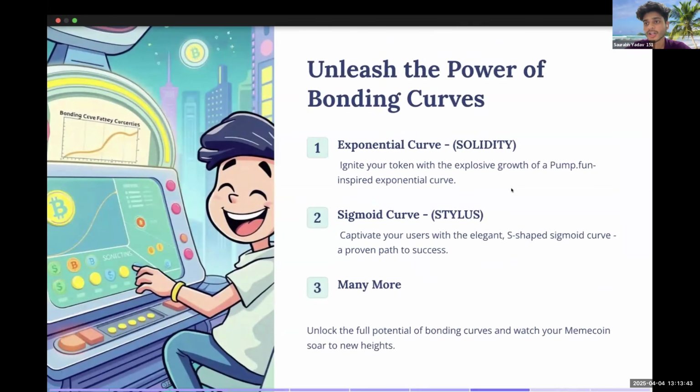And for the custom bonding curves, currently the protocol supports two. One is exponential, which is written in Solidity. Another one is the sigmoid curve, which is written in Stylus.